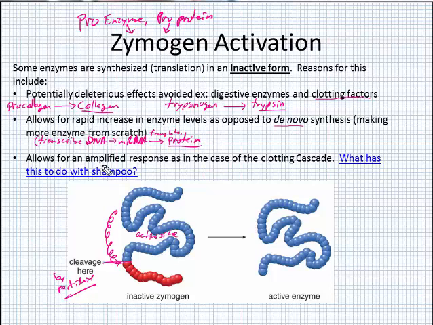It also allows for amplification, as in the example of the clotting cascade. And there is a hyperlink here. It says, what does this have to do with shampoo? Maybe I'll see if I can find that video. But basically, it's like the exponential growth of a virus, right? One person, we can actually do it this way, right?